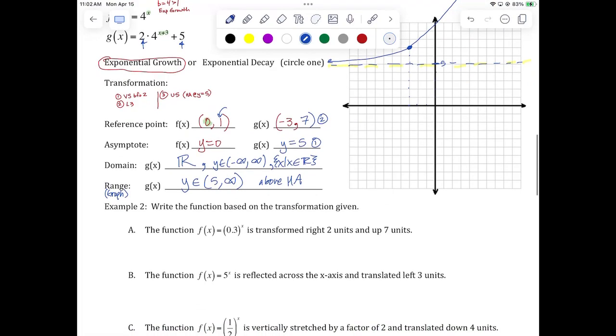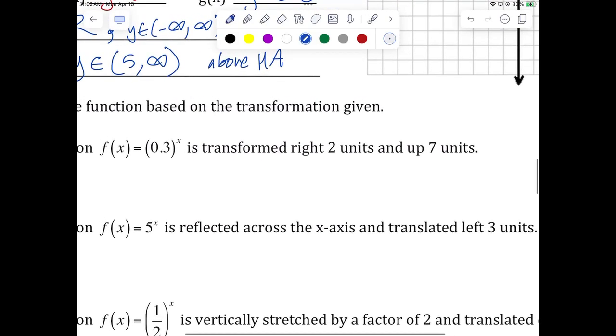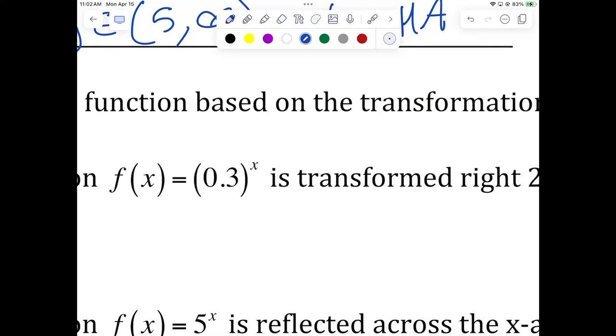Example 2, write the function based on the transformation given. Oh man, we've done this 1,000 times with other functions. Let's do it with the new exponential. The function f of x equals 0.3 to the x is transformed right 2 and up 7. First of all, is 0.3 to the x power growth or decay? It's decay. Very good. It's decay because the base is between 0 and 1.